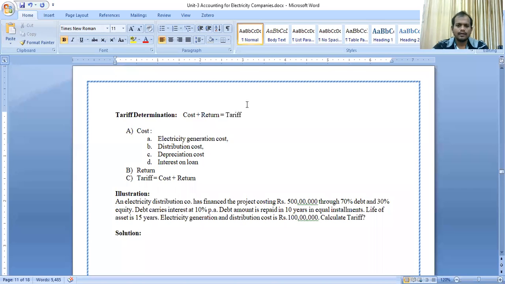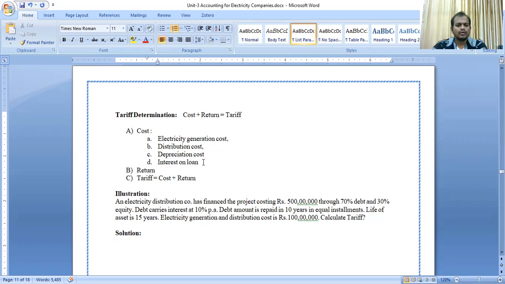So another accounting aspect in electricity accounting. So tariff determination. So how to calculate this tariff determination? Cost plus return is equal to tariff. So what is the cost? What kind of costs we have to consider? Electricity generation cost, distribution cost, depreciation cost, and interest on loan.